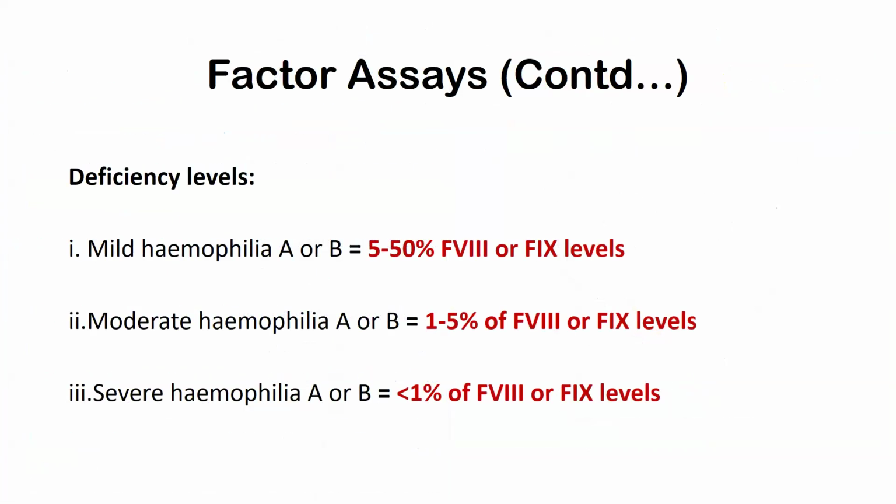So in our reporting, we'll give you the report on the deficiency levels where we have mild hemophilia, which is between 5 to 50% of either factor 8 or factor 9. Moderate is 1 to 5%. And severe hemophilia always has less than 1% of factor 8 or factor 9. Next.